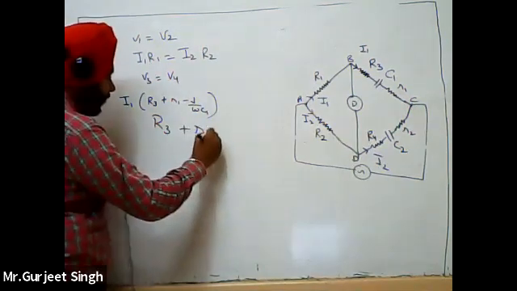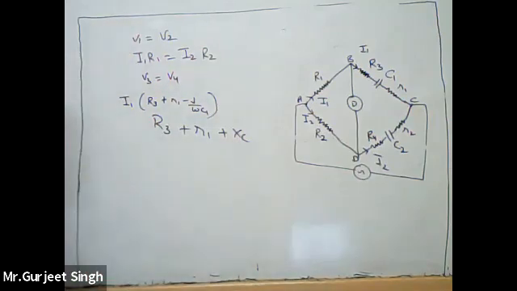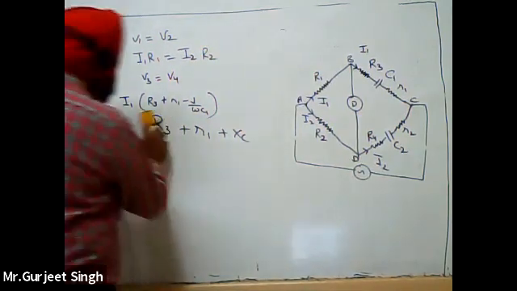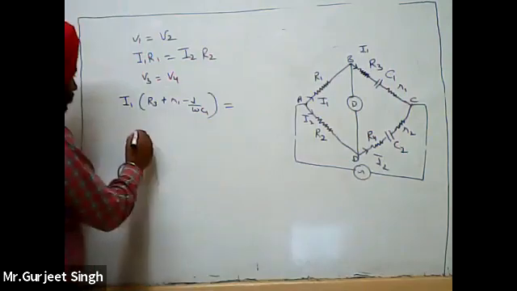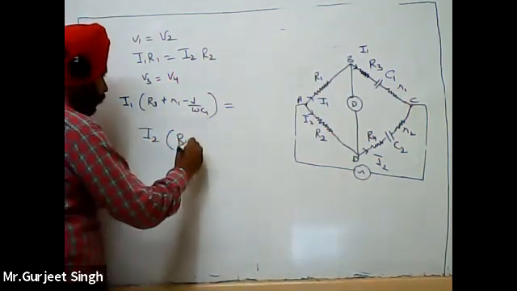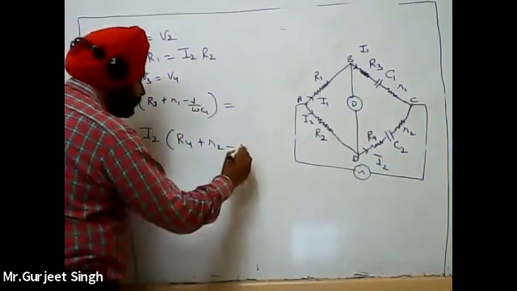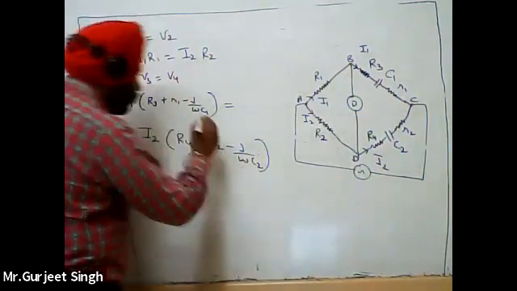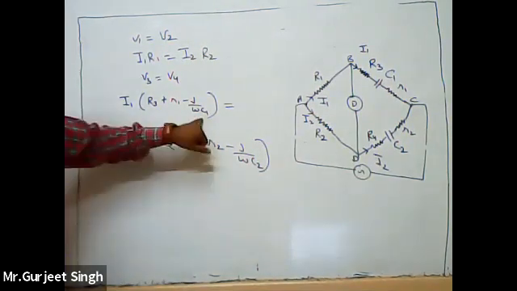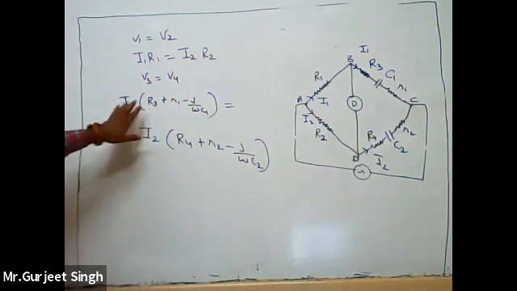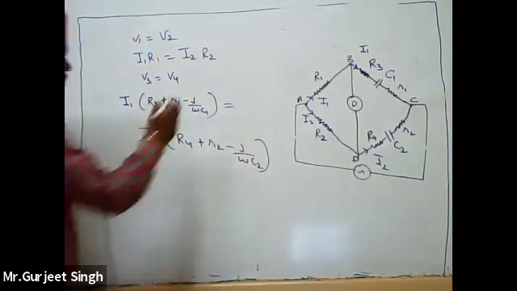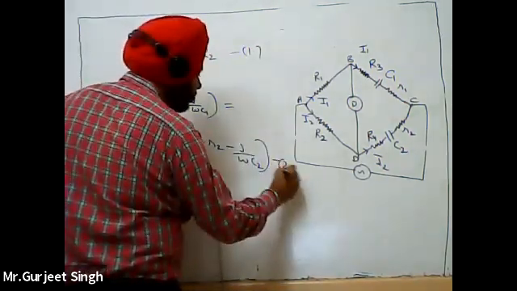So we have written R3 plus R1 plus XC, where XC is minus j over omega C1. So this is I1 times (R3 plus R1 minus j over omega C1), which is equal to I2 times (R4 plus R2 minus j over omega C2). We have to find the value of C1. So this is our first equation, and this is our second equation.